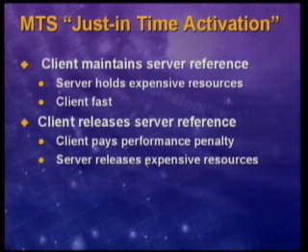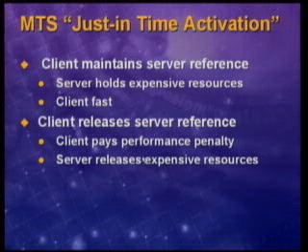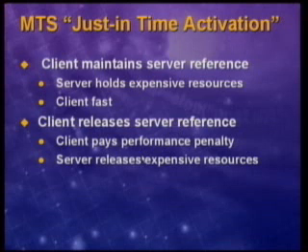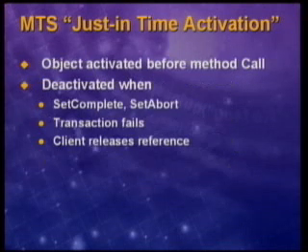The client could release the server reference between method calls to the server, and that would be more scalable, but now the client pays a large performance penalty because instantiation of the objects is difficult, particularly if the server component has to retrieve limited server resources. Just-in-time activation is meant to be a way out of that.